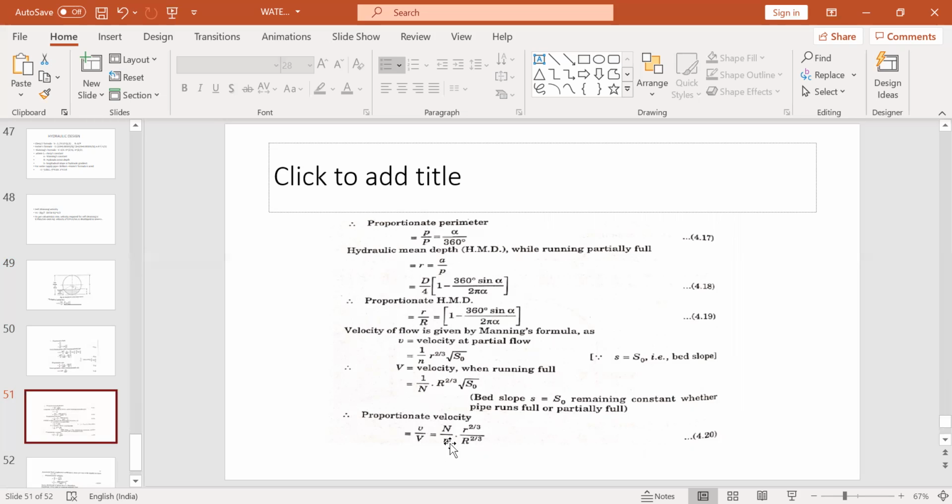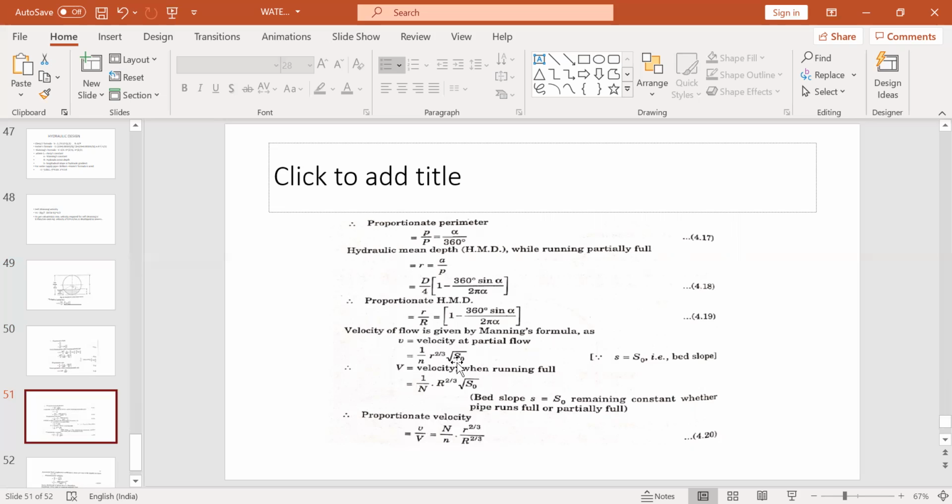Proportionate velocity will be, small velocity is 1 by n r to the power 2 by 3 s naught. Capital V will be 1 by n r to the power 2 by 3 s naught. Now small v is the velocity of flow at partial depth, that means at depth d. Capital V is the velocity when the pipe is flowing full. So what is this small v by capital V? We are finding this proportionality. So this is nothing but n by n, small r to the power 2 by 3 by capital R to the power 2 by 3.